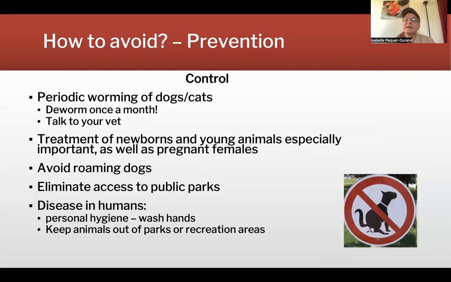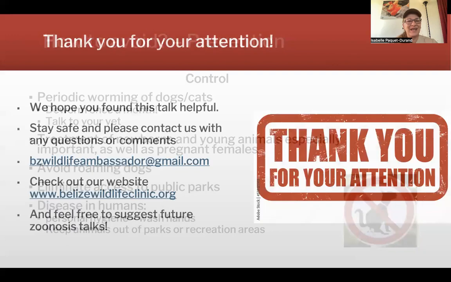How do we prevent it? The most crucial thing to prevent this disease is deworming your pets and personal hygiene and avoiding inappropriate contact with potentially infected animals. And immunocompromised animals and young animals are always a high risk. Stray animals play an important role in spreading this, and eliminating access to sandboxes, for example, and or public parks so that animals won't defecate and cause that risk for cross-contamination. And of course, washing hands, as for so many of our diseases, is key.